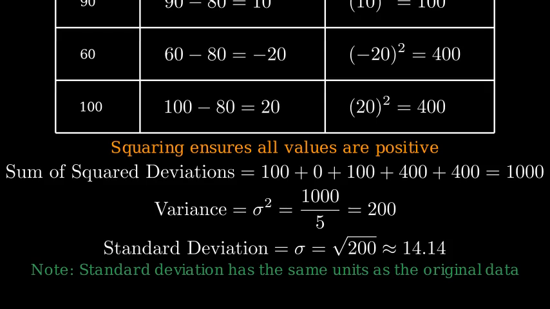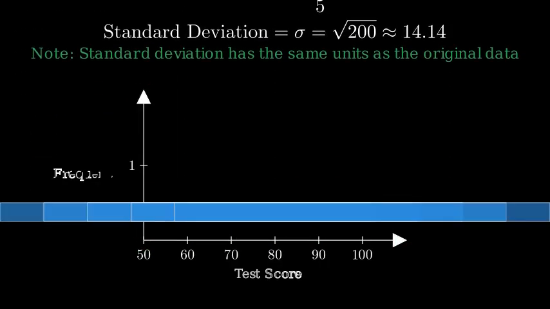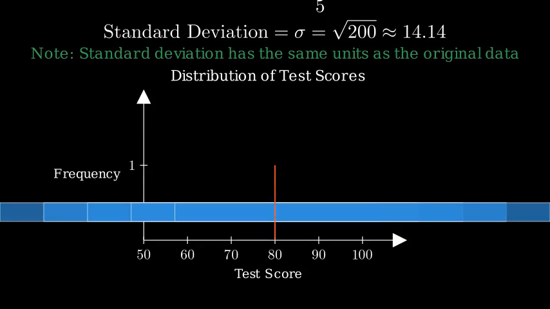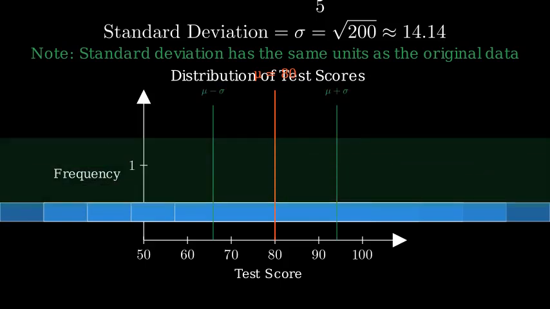Let's visualize what the standard deviation means for our data set. Here's a histogram of our test scores. The red line represents our mean of 80. The green lines show one standard deviation, 14.14, above and below the mean, which means approximately 68% of the data in a normal distribution would fall between these lines.